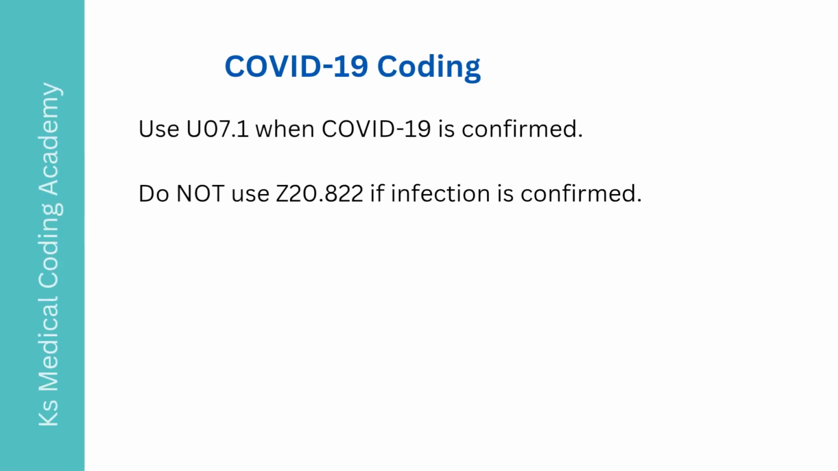COVID-19 coding. When COVID-19 is confirmed, assign code U07.1. Do not use exposure codes like Z20.822 when infection is confirmed.